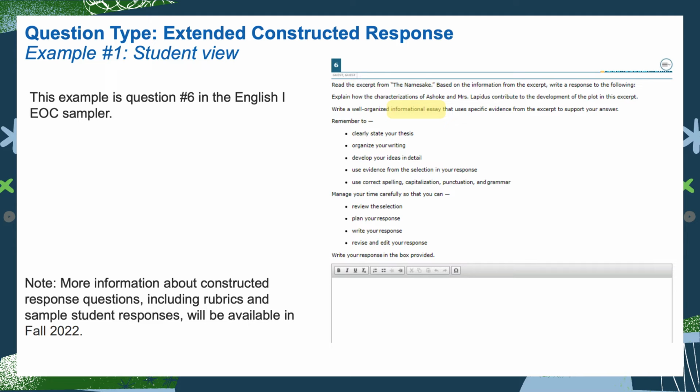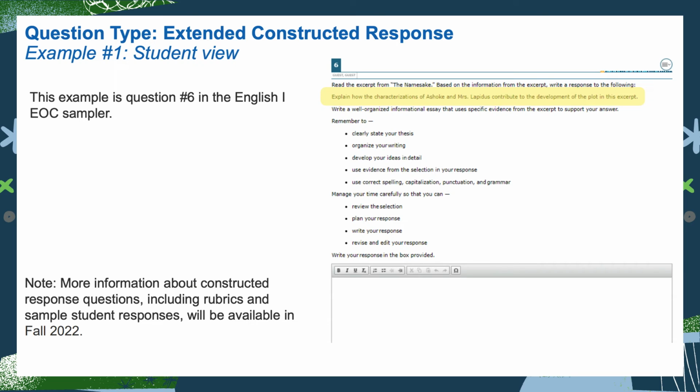Those of us who ever prepared students for the informational or argumentative essays in the old STAAR format are going to have to restructure our thinking when we see the word informational or argumentative in the prompt. These are not the informational or argumentative essays of old.